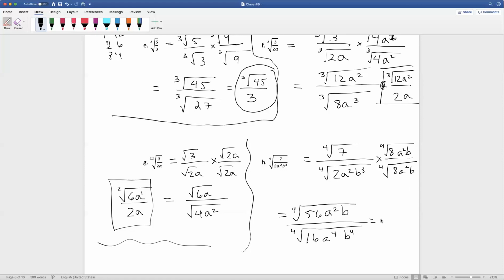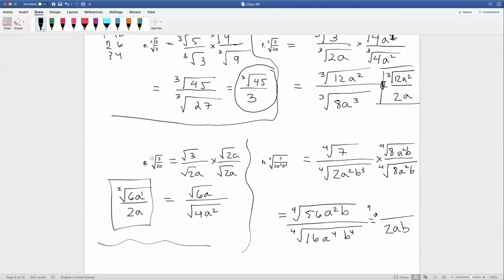Remember, our ultimate goal is to get rid of any radicals in the denominator, so we shouldn't be left with any radicals at all in the denominator. That's the whole purpose behind doing this in regards to simplifying it. We know the 4th root of 16 is 2. We know the 4th root of a to the 4th is a. We know the 4th root of b to the 4th is b.